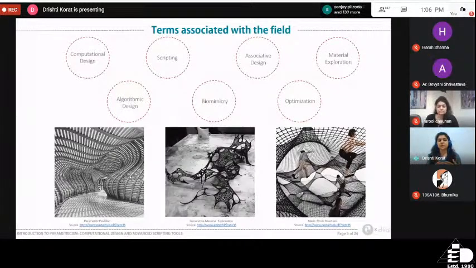Computational design or algorithmic design, scripting, biomimicry, associative design, optimization, material exploration. These are all different words that are thrown at us in magazines, in workshops and seminars, or when we hear these architects talk. But let's look at them in more detail and understand what all these mean, and how they relate to the final method.